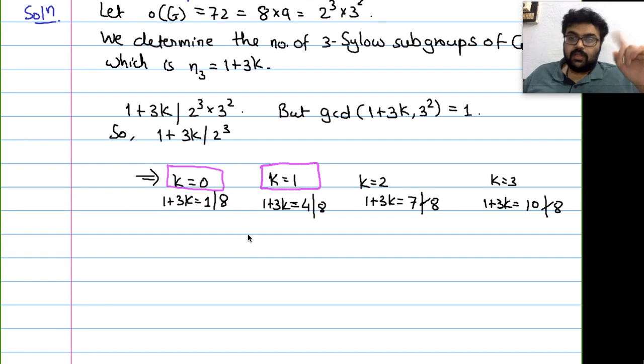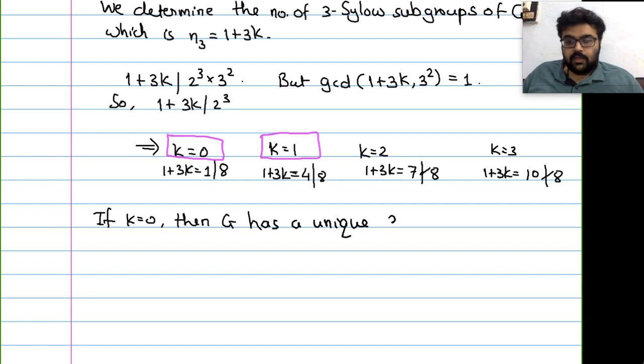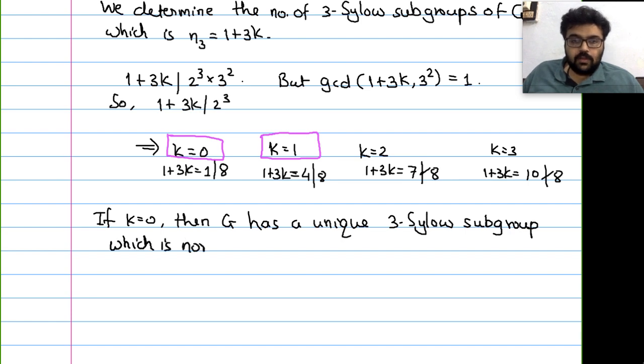Again, you see the same type of thing happening, which was happening for the 2-Sylow subgroup in the above case. If k equals 0, then G has a unique 3-Sylow subgroup, which is normal. A unique Sylow subgroup is always normal, and hence G cannot be simple.